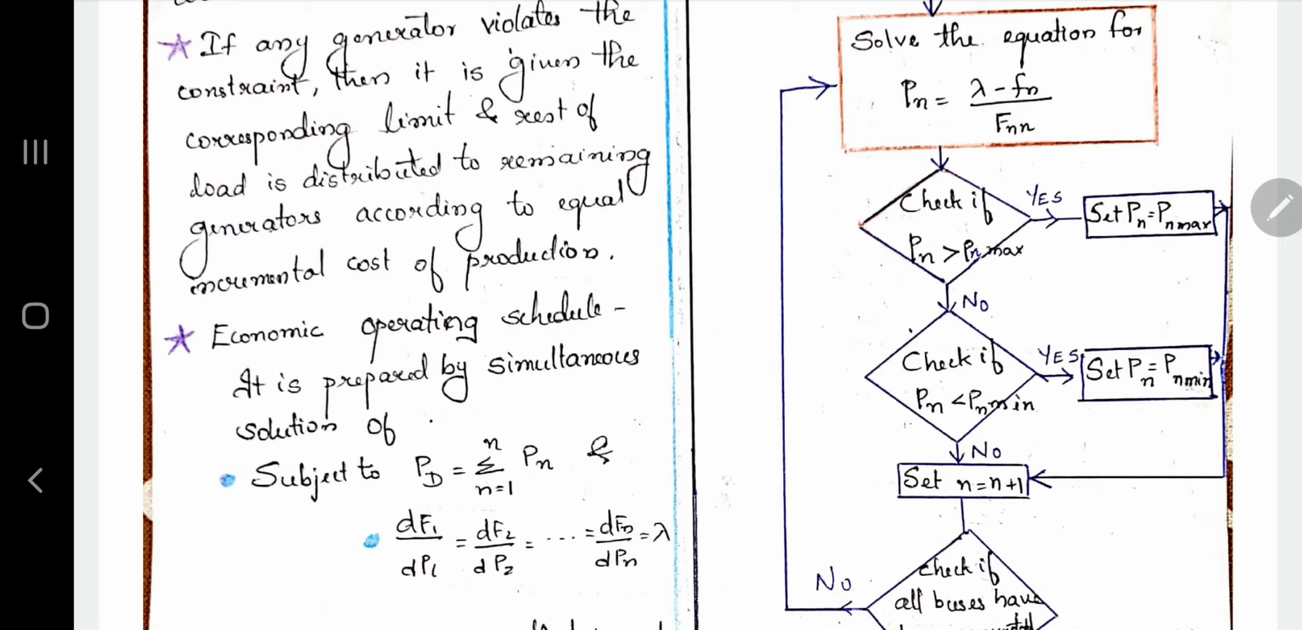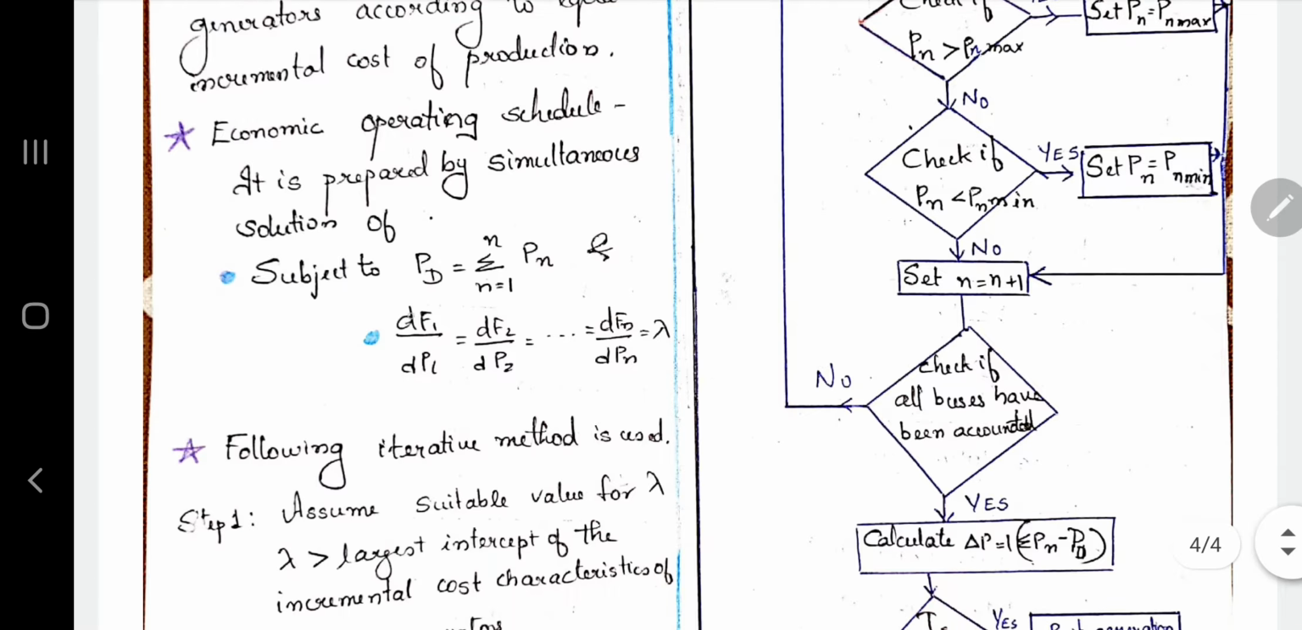The remaining load, that is the rest of the load, should be distributed to the other generators in an equal incremental cost of production way. That is ∂Fn/∂Pn should be same for all other generators, other than the generator which has violated the constraint. Now we are going to prepare an economic operating schedule, which shows which generators should be operated and in which order.